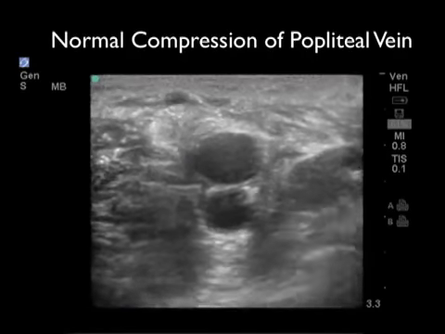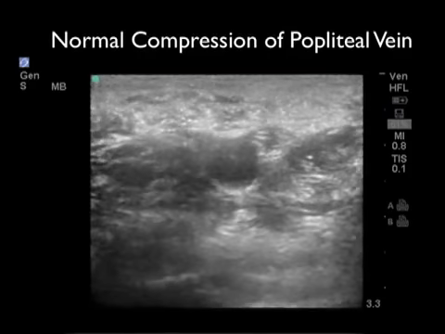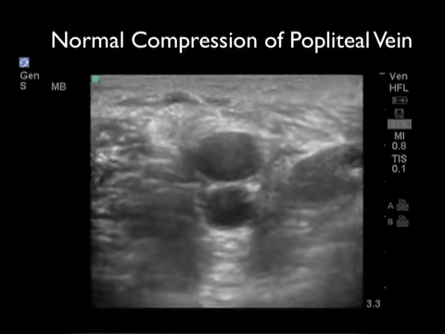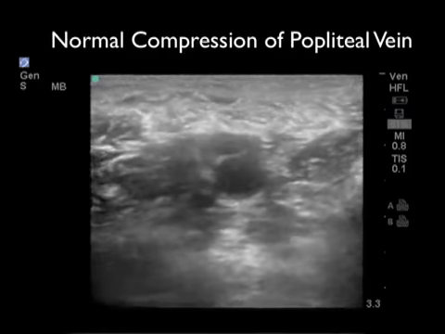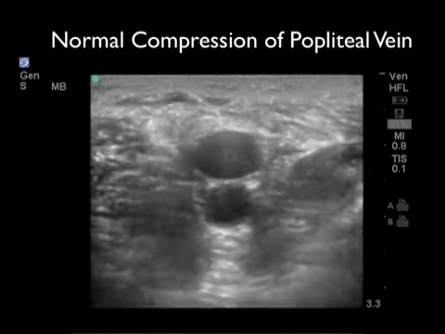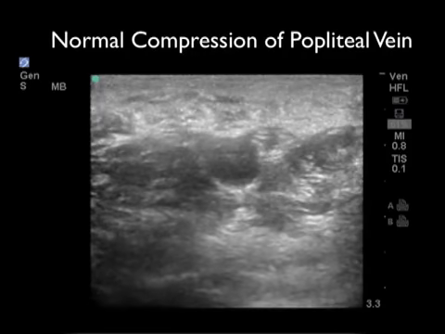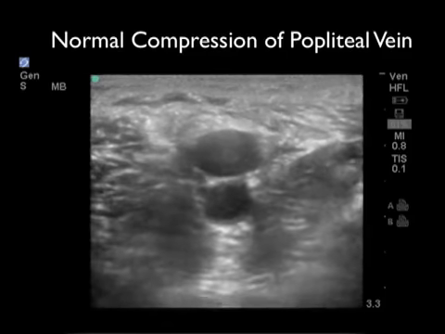Now let's move down the leg to look at the normal compression exam of the popliteal vein. Recall that the popliteal vein is going to be seen towards the posterior aspect of the image, or closer to the top of the image here, than the popliteal artery. As we press down, we note complete compression of the popliteal vein, and we see here that the artery still stays open. So again, this would be a normal examination.